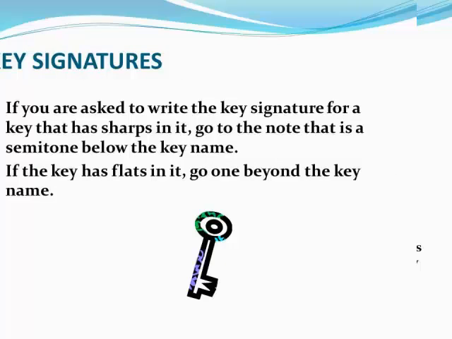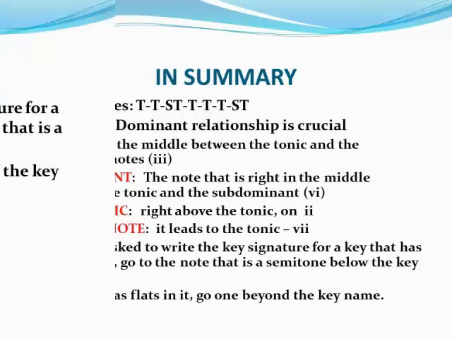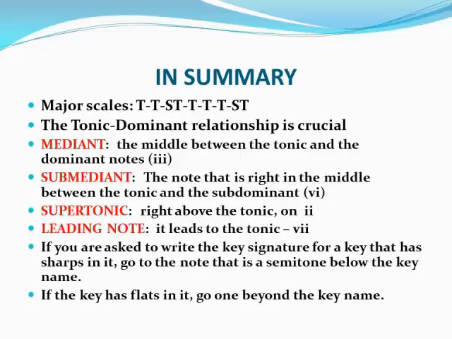What makes our diatonic scales unique is the order of tones and semitones, or whole steps and half steps. In the major scale, we have the semitones between the third and the fourth, and the seventh and the eighth degrees. We can divide the major scale into a lower tetrachord and an upper tetrachord, and each tetrachord has the same order of tones and semitones. The tetrachords also demonstrate the importance of that tonic-dominant relationship.